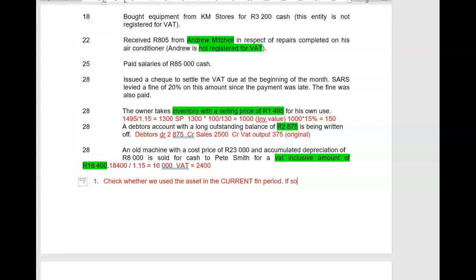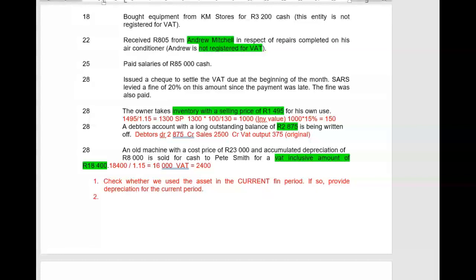If so, provide depreciation for the current period. Why only for the current period? Because the rest of them will already be there.